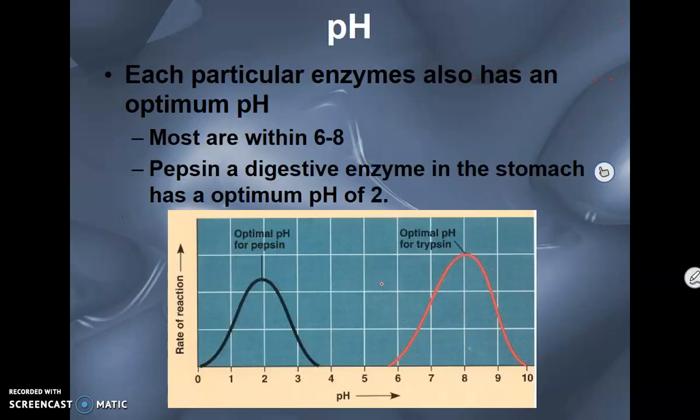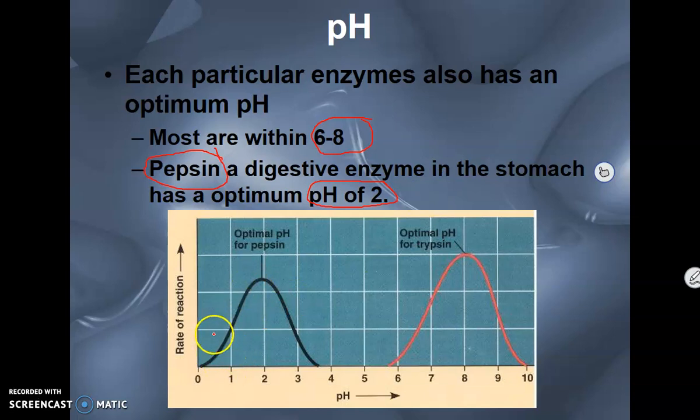Okay, now we have pH. Each enzyme has a particular pH that it works the best at, where its structure is the most stable. Most enzymes have a pH that they're the most stable between 6 and 8, some a little lower. But there is an enzyme in our stomach called pepsin, and pepsin breaks down protein in our stomach, and it actually has an optimum pH of 2. What that means is that at the optimum pH of 2, the structure of the enzyme, or the active site, is the most stable, and therefore the reaction can occur the fastest.